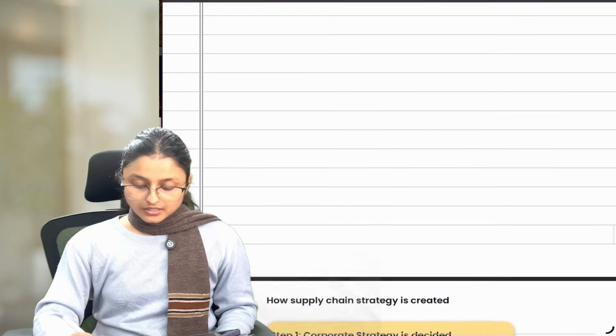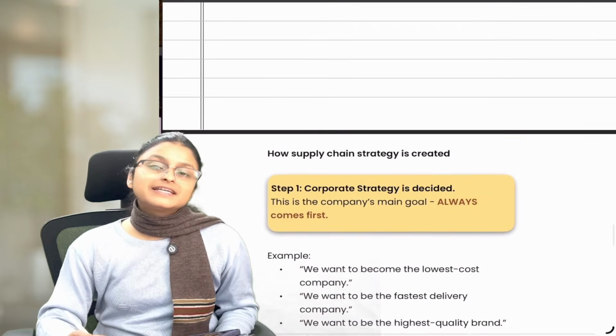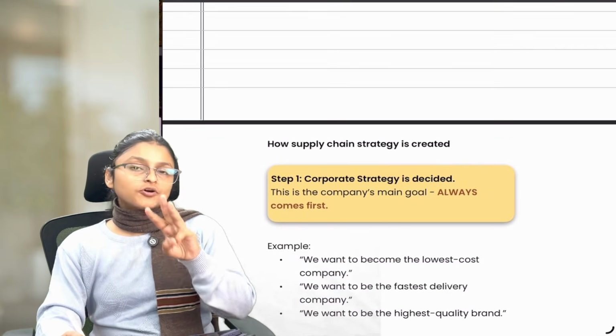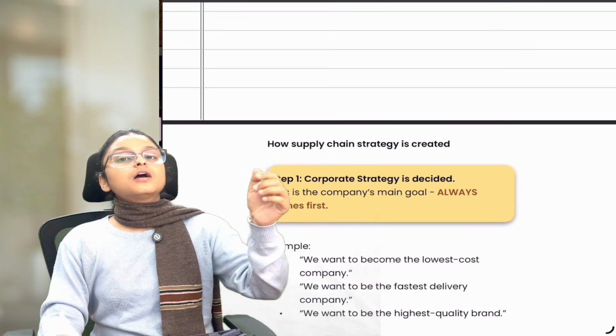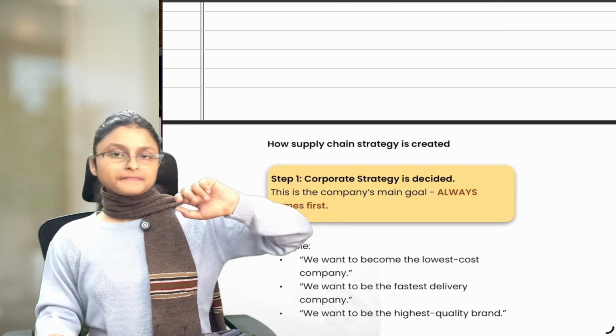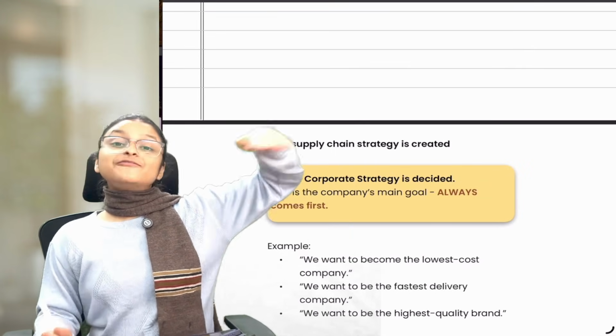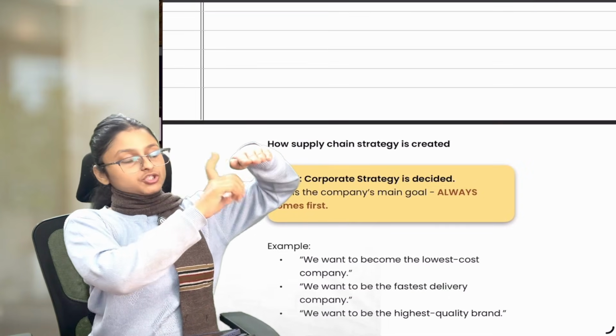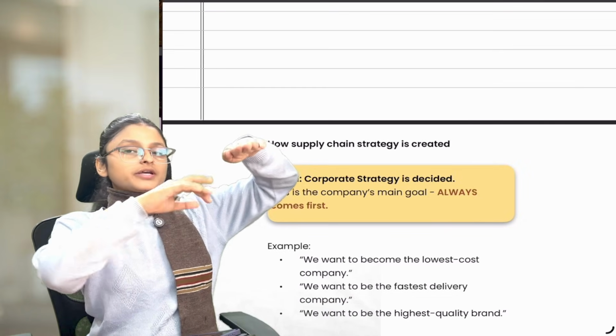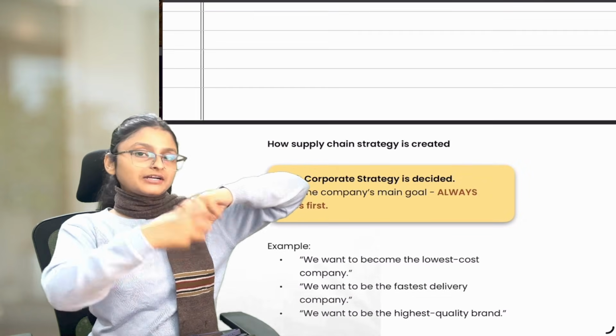Done? Now, how is supply chain strategy created? There are 3 steps followed to create the supply chain strategy. First of all, we will decide what is our company strategy. Before that also, the vision of the organization will be decided. That is the end goal of the organization. On the basis of the end goal of the organization, the company will make its own strategy.